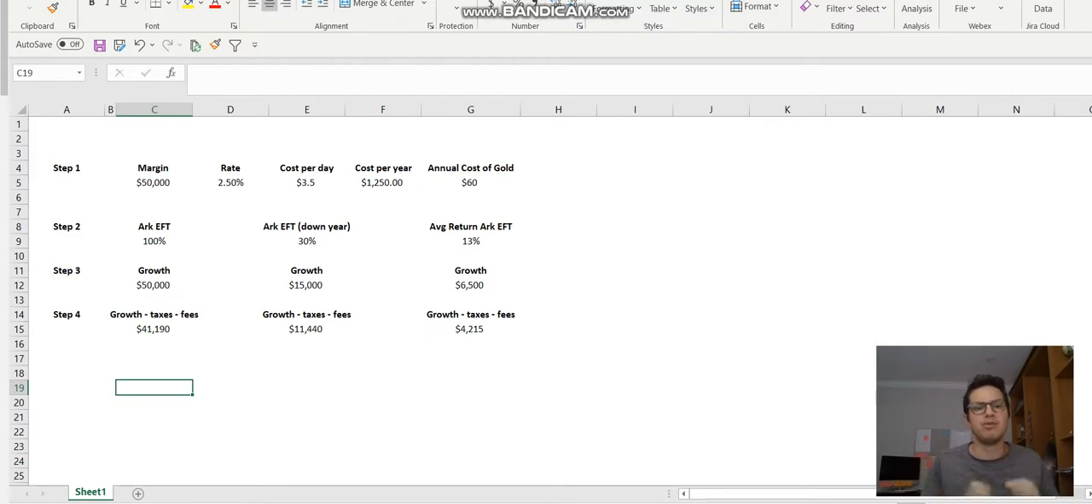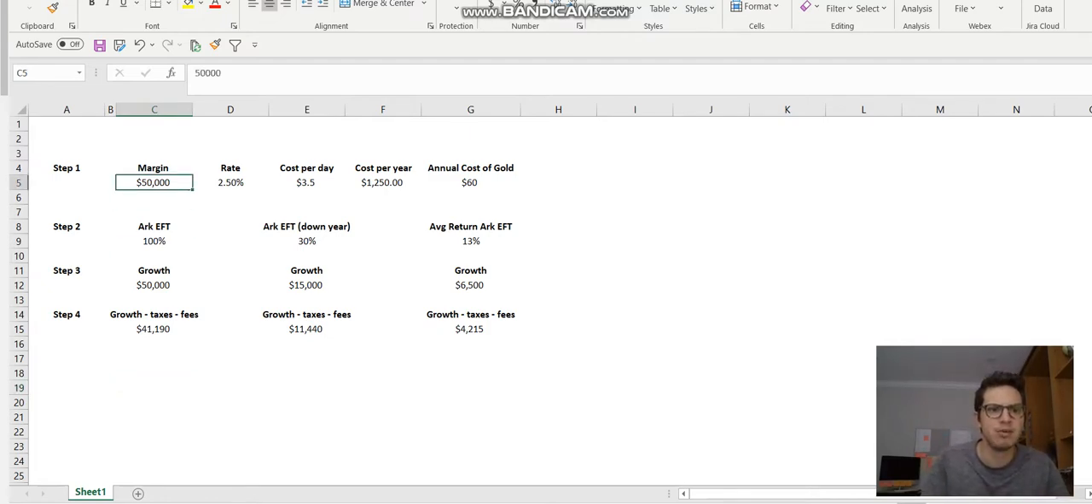So I have three examples here. I have an example of an ARK ETF, which on average is doing 100% a year. But let's say they don't even continue at that rate. I have a second example where an ARK ETF on average is doing, let's say, 30% a year, which is a big drop off from the 100%. And then I have a third example with the average ETF being 13%, which is the average return if you look it up on Google, what ETFs give you on an annual basis over the last few years.